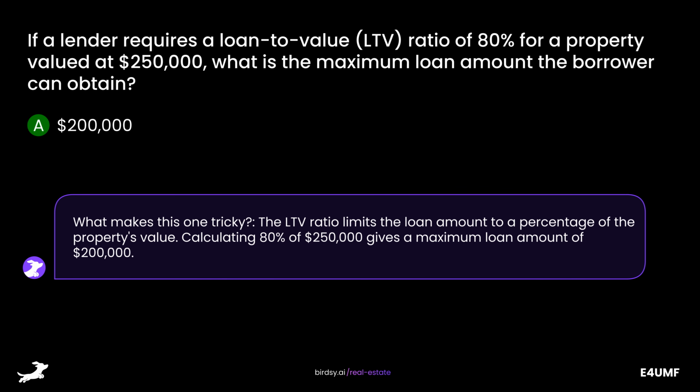What makes this one tricky? The LTV ratio limits the loan amount to a percentage of the property's value. Calculating 80% of $250,000 gives a maximum loan amount of $200,000.